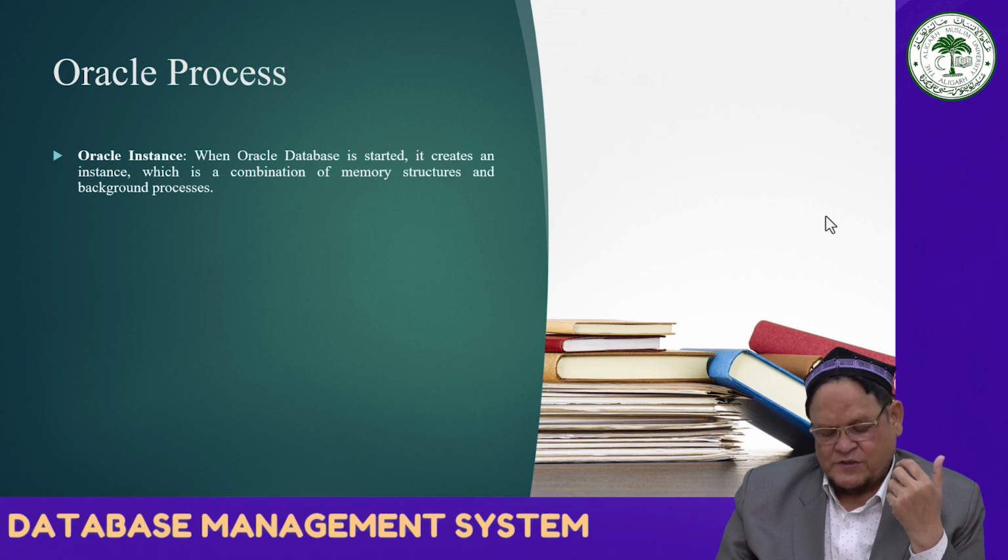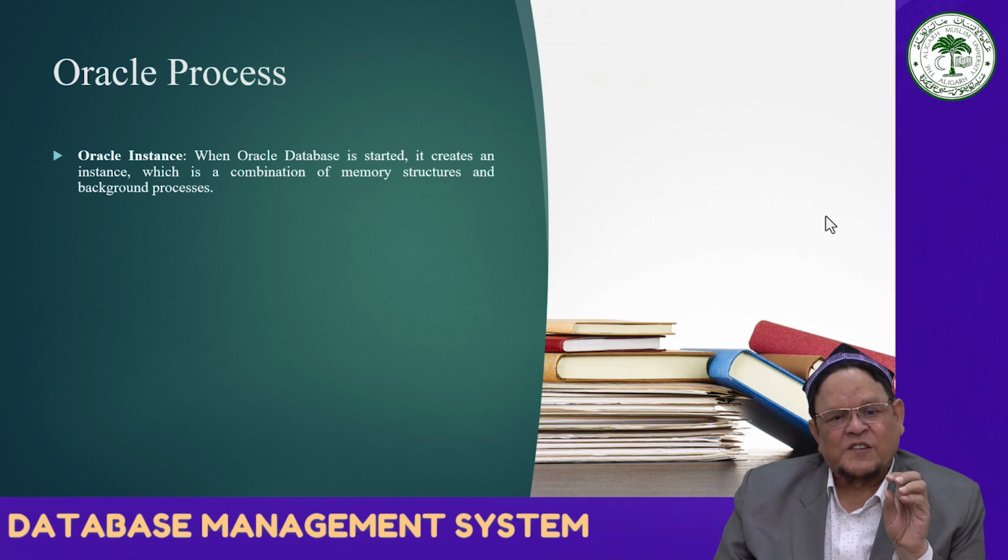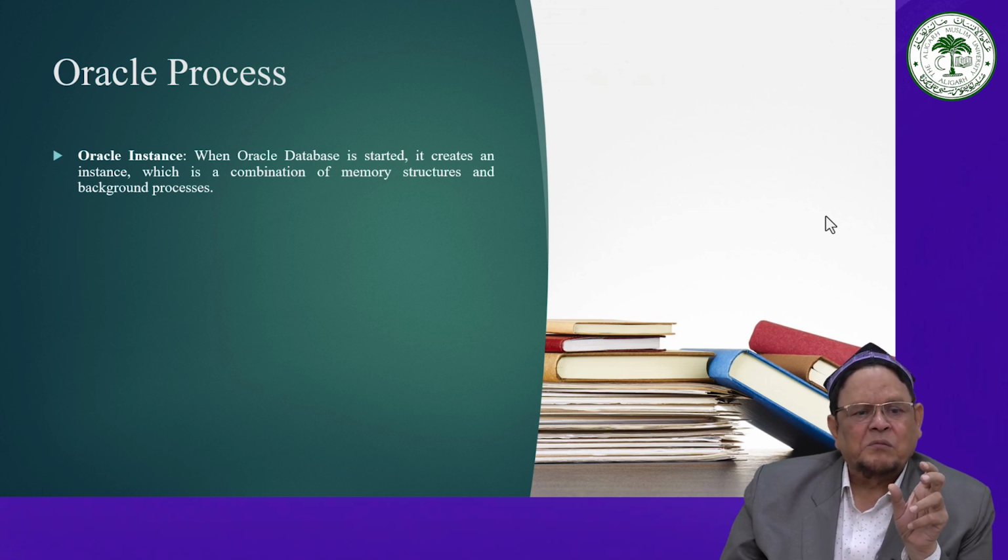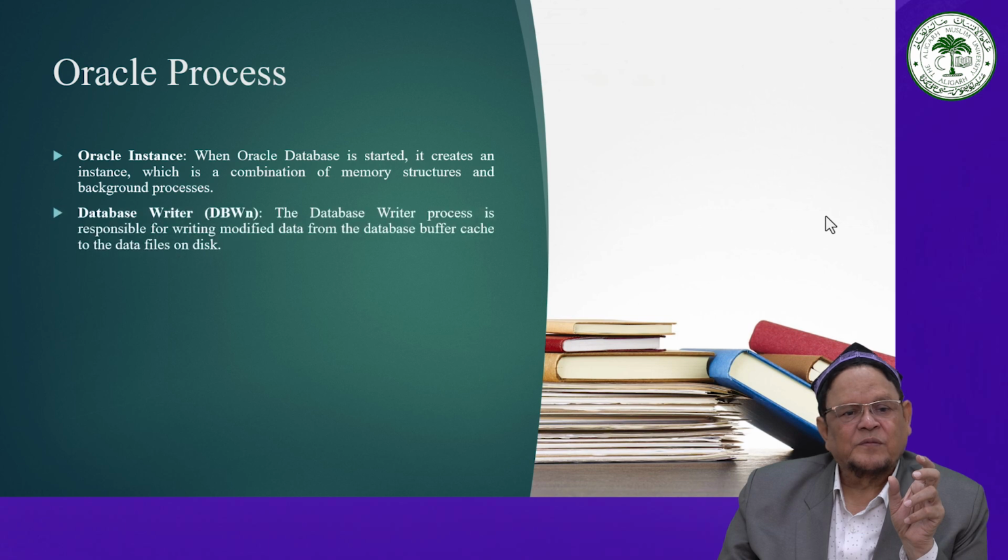And then Oracle processes. Oracle instance: when an Oracle database is started, it creates an instance, which is a combination of memory structures and background processes. Database writer: the database writer process is responsible for writing modified data from the database buffer cache to the database files on disk.